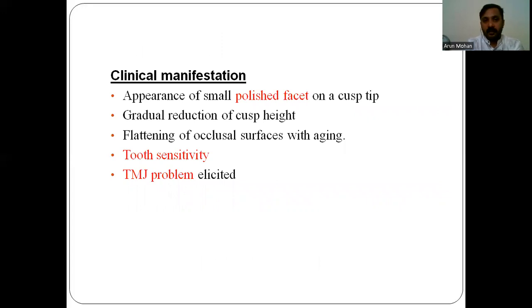Regarding the clinical manifestation, untreated teeth will have a small polished facet, a polished flat surface on a cusp tip. That is a classical appearance. With that, there will be gradual reduction of cusp height. Flattening of the occlusal surface occurs with aging. Over a period of time, it can lead to tooth sensitivity. As the regressive alteration progresses to the dentin, it can lead to tooth sensitivity, and TMJ problems can also be elicited.